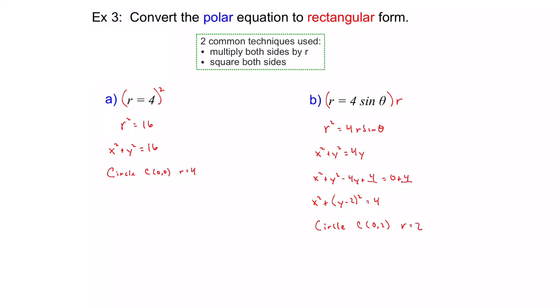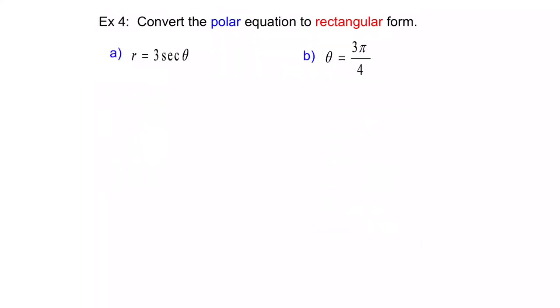Alright, now that we've used those two common techniques, let's go ahead and look at a couple more of these. They look a little different, but if you want to pause the video and give it a try, I think that'd be a good idea. So let's go ahead and get started on example 4a. We're still going to convert from polar to rectangular.